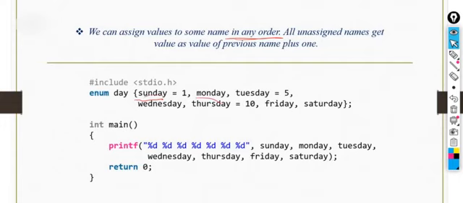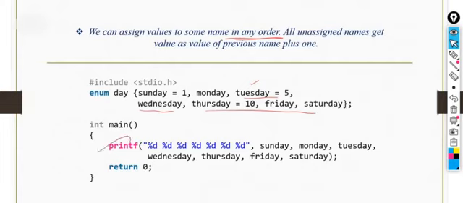So in that case, if you are assigning Sunday with 1 and you are leaving Monday, then you are assigning a random value to Tuesday, then you are leaving Wednesday. So it's up to the user, whatever the requirement, he can initialize these values. Okay, so now we are printing the values of all these names.